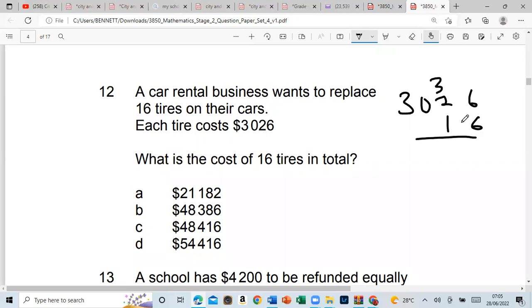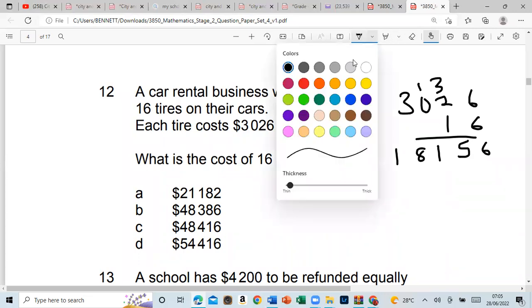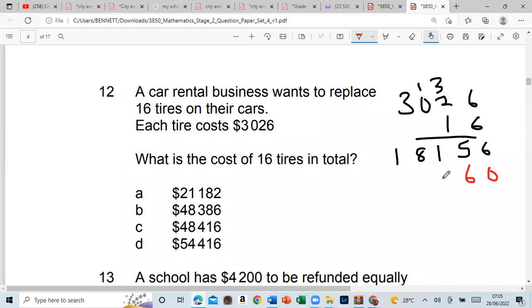6, 6, 36. 6, 2 is 12 plus 3, 15. 6, 0, 0 plus 1, 1. 6, 3 is 18. Put a 0 to hold the space, since we are multiplying by 10 now. So that's 0, 1, 6, 6, 1, 2, 2, 1, 0, 0, 1, 3, 11. Then we have 4, 8, 5, 4. So 48,416. So that is C.